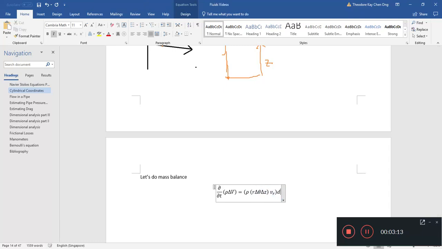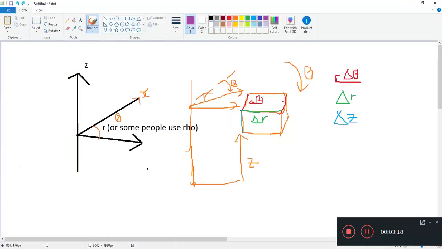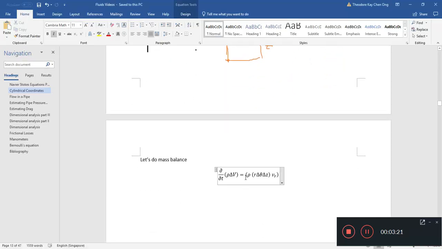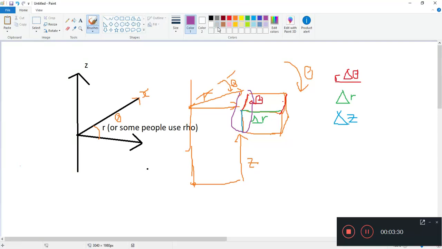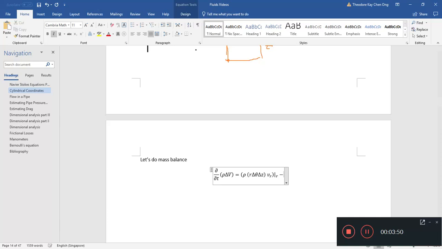Okay, so this will be the mass flowing in through this surface. That's what's being done here. So we'll evaluate it at r. So VR is, just a reminder, VR is moving in this direction. So this is VR here, and then VR evaluated at r, VR evaluated at r plus delta r. Okay, so very quickly, we'll just do the same thing, but we'll need to evaluate it at r plus delta r.